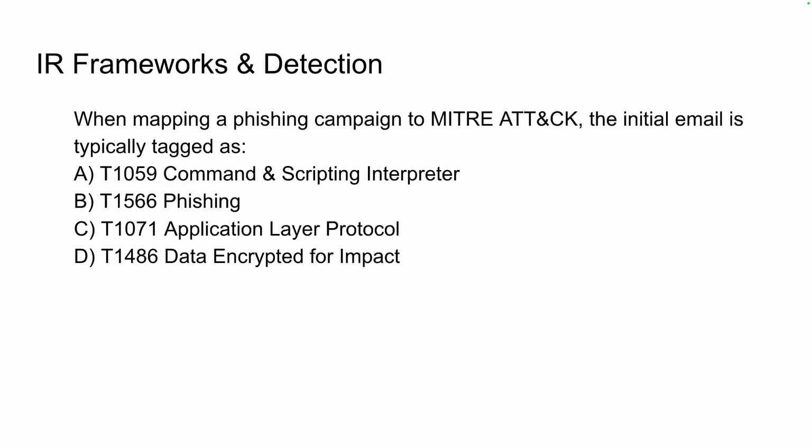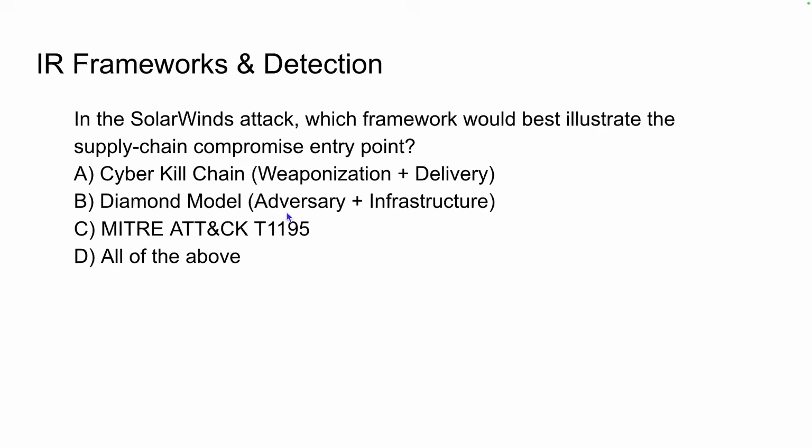When mapping a phishing campaign to MITRE attack, the initial email is typically staged as, okay, this is what you would probably see. They're not going to just send you the IDs, right? You would probably see something like this. And so the initial email is typically tagged as phishing. It's not going to be command scripting. It's not going to be application layer protocol, data encrypted, none of that stuff. It's phishing. It's like a very obvious answer.